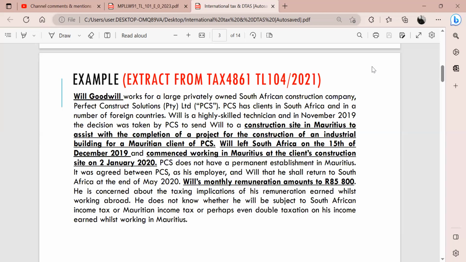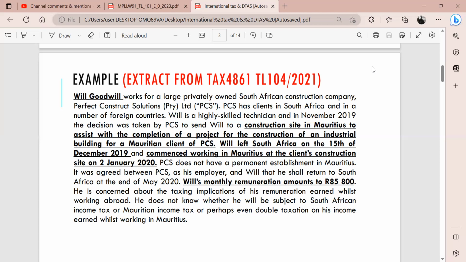Let's take a look at this example. Will Goodwill works for a large privately owned South African construction company, Perfect Construct Solutions, also known as PCS. PCS has clients in South Africa and in a number of foreign countries. Will is a highly skilled technician, and in November 2019, the decision was taken by PCS to send Will to a construction site in Mauritius to assist with the completion of a project for the construction of an industrial building for a Mauritian client of PCS.